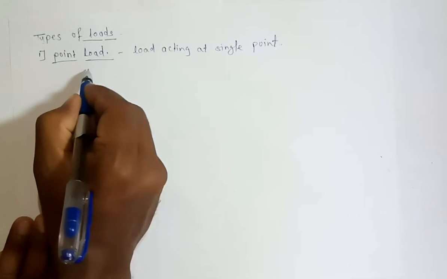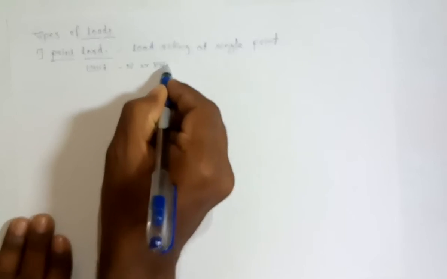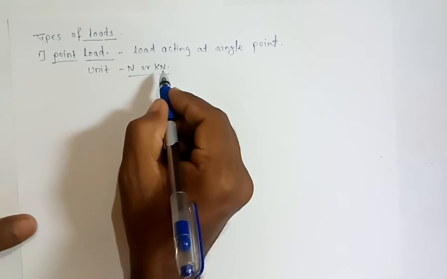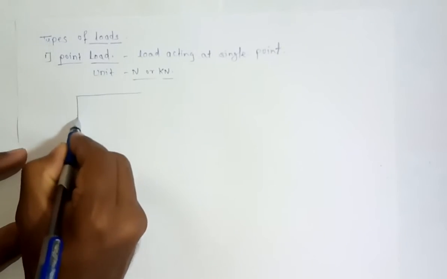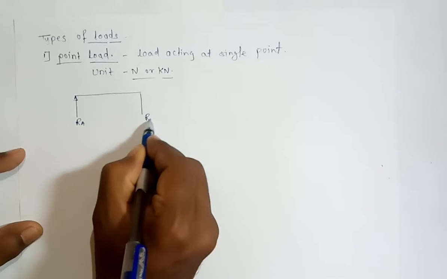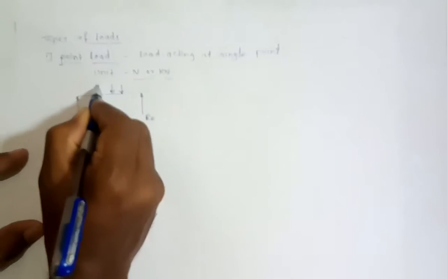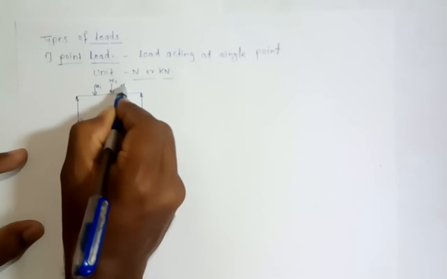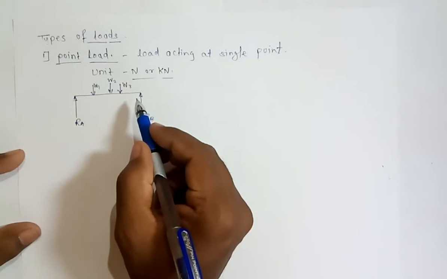The unit of this load can be Newton or it can be kilonewton also. This is the SI unit. Let us consider one beam having two supports at A and B. Let the reaction at A be RA, the reaction at B be RB, and some forces are also acting on this beam. Let this be W1, this be W2, this be W3. So these W1, W2, W3 are the various point loads acting on the beam.